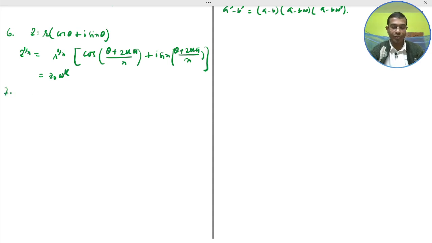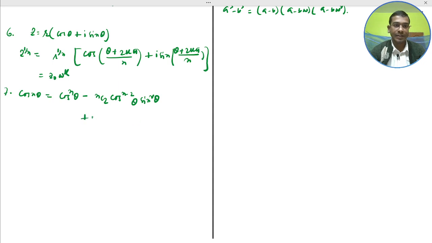Next one is very important: the use of de Moivre's theorem in some expansions. Cos n theta is written using the binomial expansion as cos to the power n theta minus nC2 cos to the power n minus 2 theta sin square theta plus nC4 cos to the power n minus 4 theta sin to the power 4 theta. You can do the same for sin n theta as well.